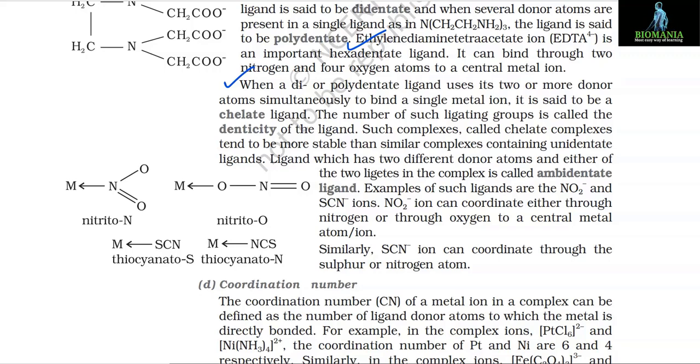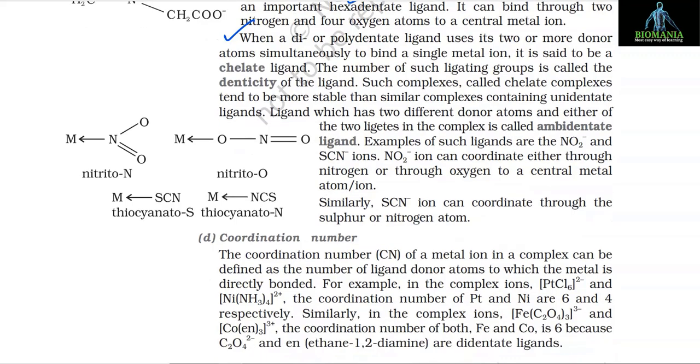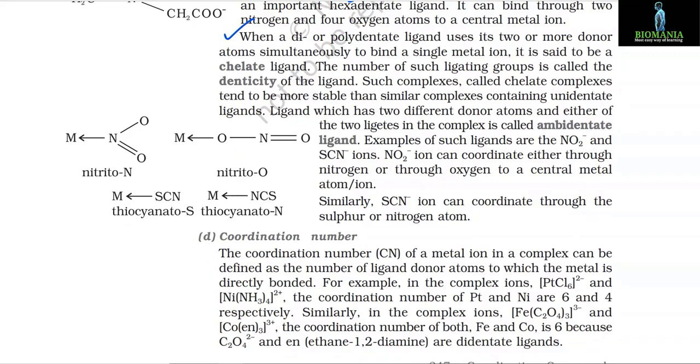When a di- or polydentate ligand uses its 2 or more donor atoms simultaneously to bind a single metal ion, it is said to be a chelate ligand. The number of such ligating groups is called the denticity of the ligand. Such complexes, called chelate complexes, tend to be more stable than similar complexes containing unidentate ligands. A ligand which has 2 different donor atoms, either of which can bind in the complex, is called an ambidentate ligand.